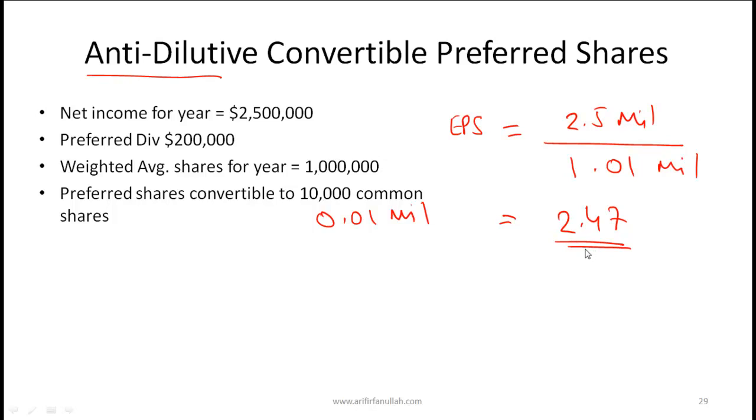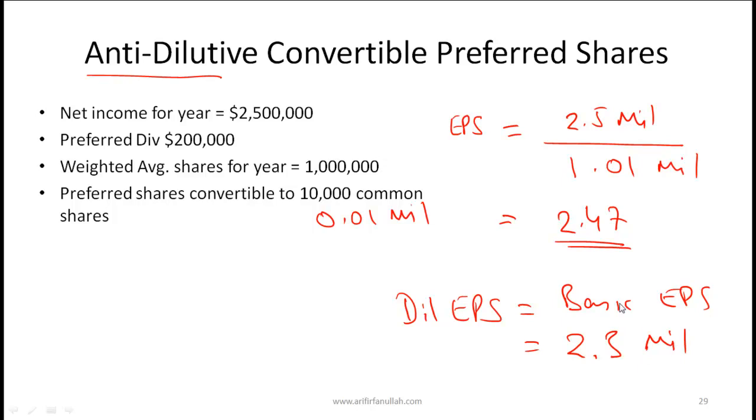When we have a situation such as this, what we say is diluted EPS is equal to basic EPS, which is equal to the number that we calculated earlier, 2.3. What we definitely do not do is say that diluted EPS is equal to 2.47. This would not be correct.